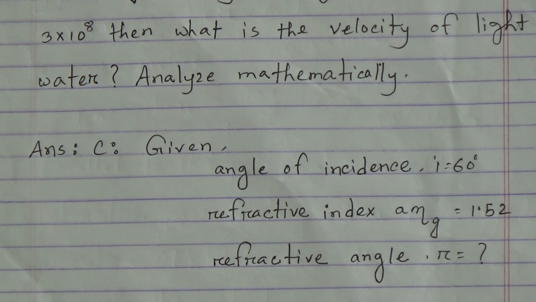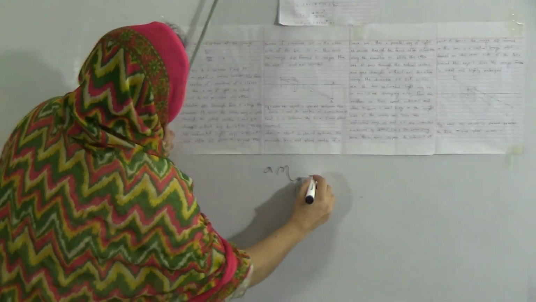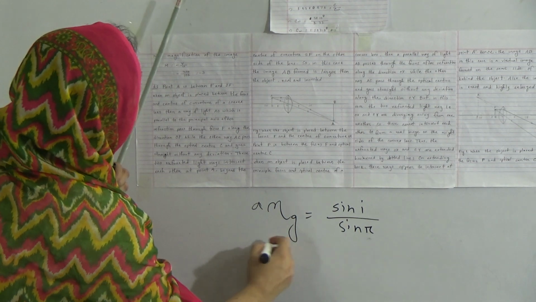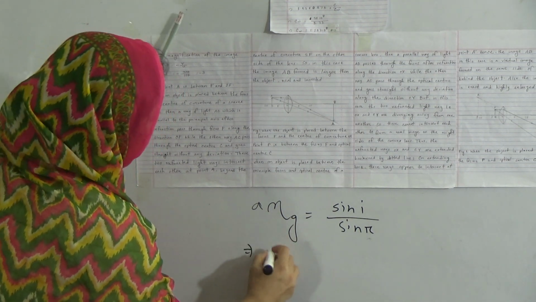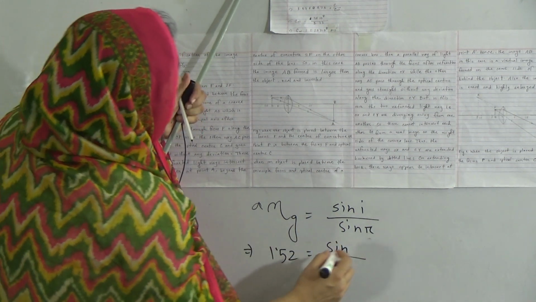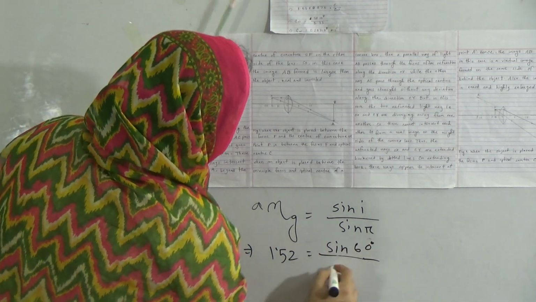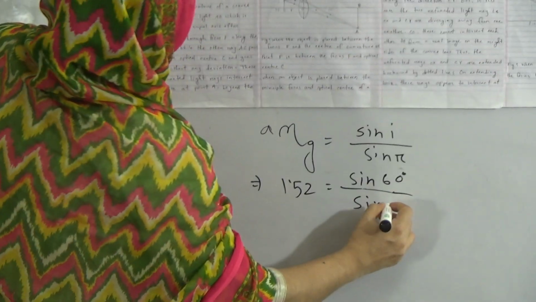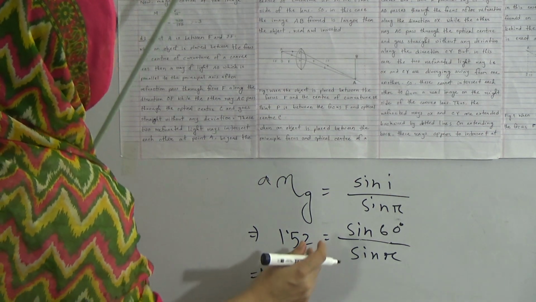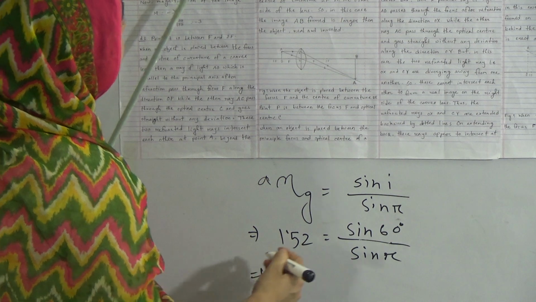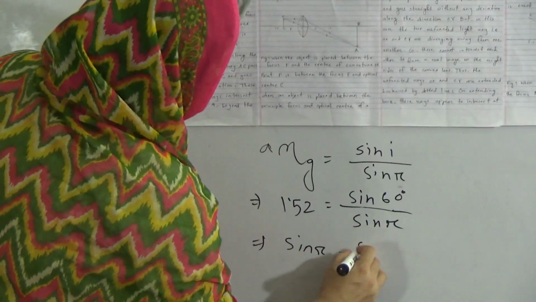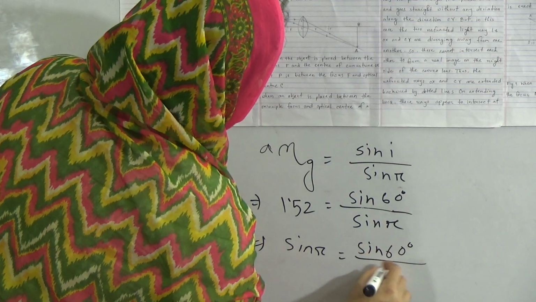So now we know the formula: A eta G is sin I divided by sin R. Okay my dear students, here A eta G is given 1.52 equals sin I, the incidence angle I is 60 degree, and we have to find the refractive angle R. So now put the value: sin 60 degree, so sin R equals sin 60 degree divided by 1.52.